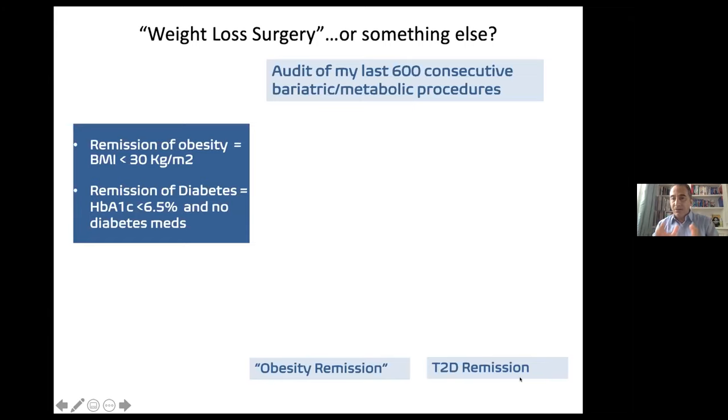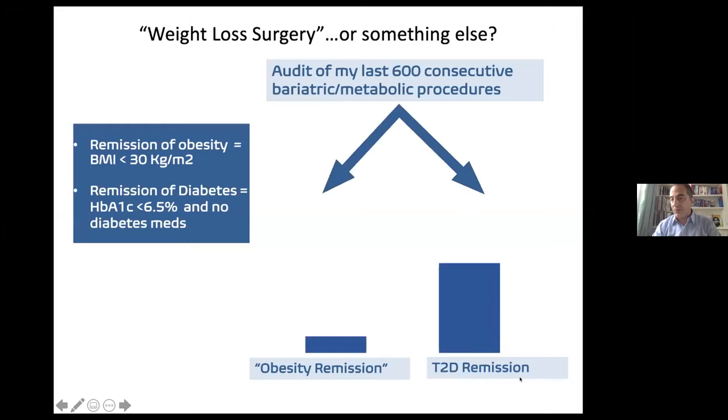We looked at the outcomes in terms of resolution of the main disease that these patients had at baseline. We identified remission of obesity as a reduction of BMI below the threshold at which obesity is normally classified as such, or remission of diabetes when the A1C reduces below 6.5, which is also the diagnostic criterion for diabetes. So we are using existing diagnostic criteria for obesity and for diabetes, and then looking at how many patients of this group that we audited have reached remission of obesity or remission of diabetes, and look at what happens when you really look at the results.